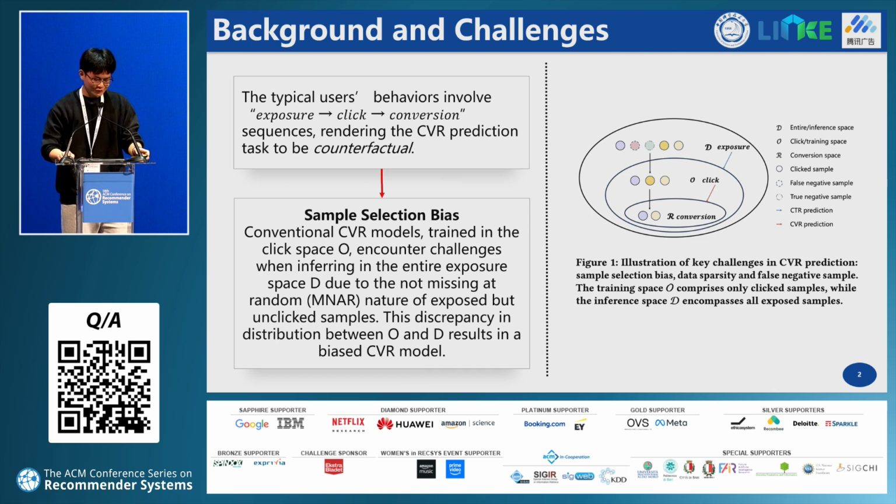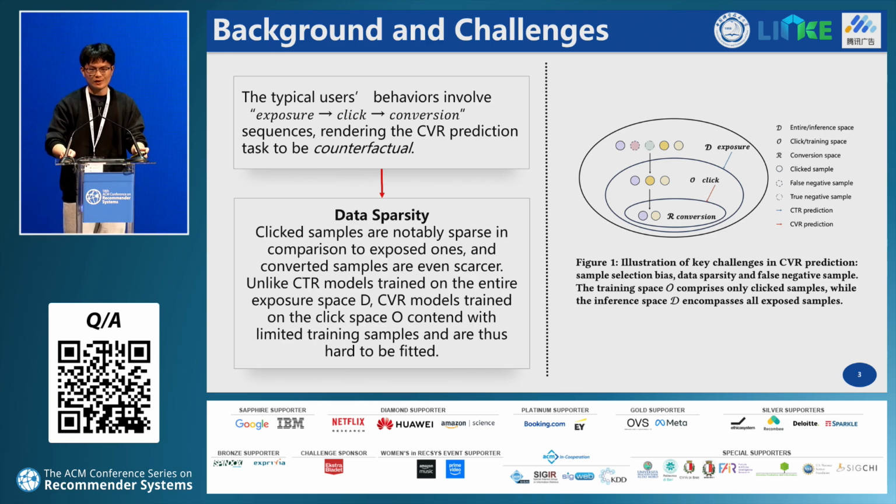Since we know the typical user behaviors involving exposure, click to conversion sequences in CVR prediction. The CVR prediction task itself is counterfactual, which leads to several problems. The first is sample selection bias. Because in conventional CVR models, the model is trained in click space, but during inference time, it is inferenced on the entire space. So there are gaps in these two spaces, and we call it sample selection bias.